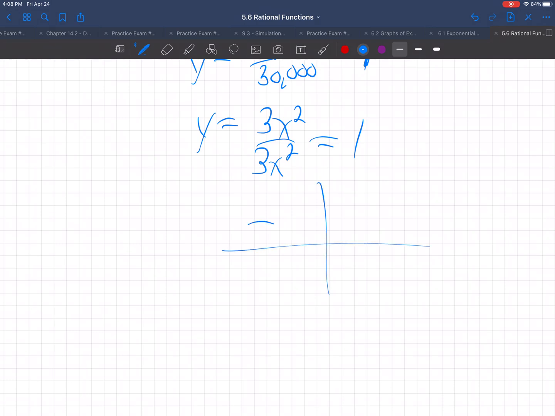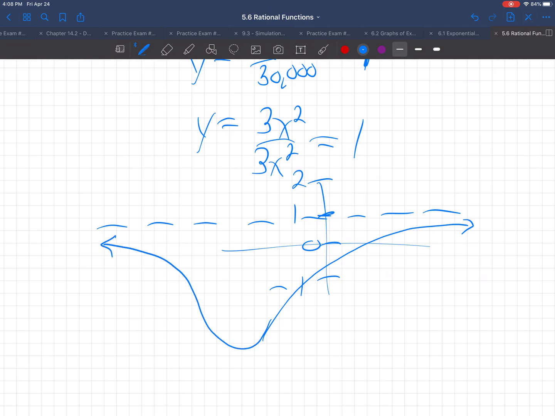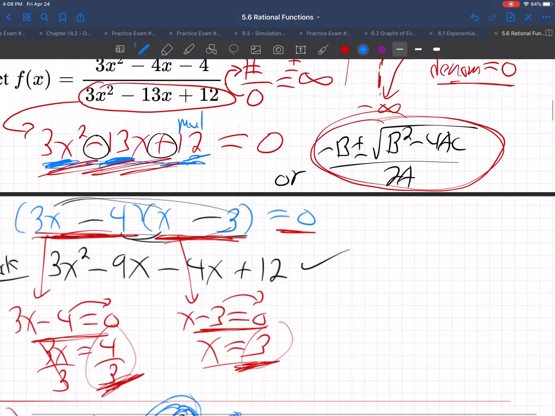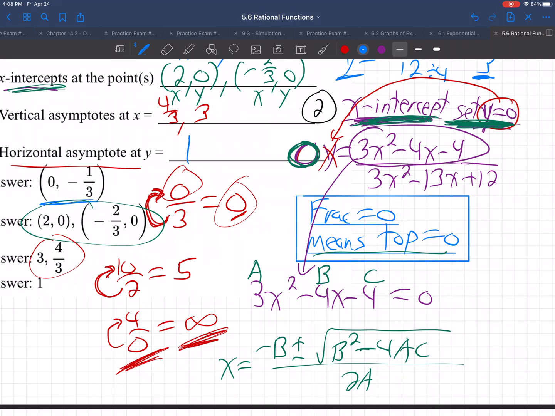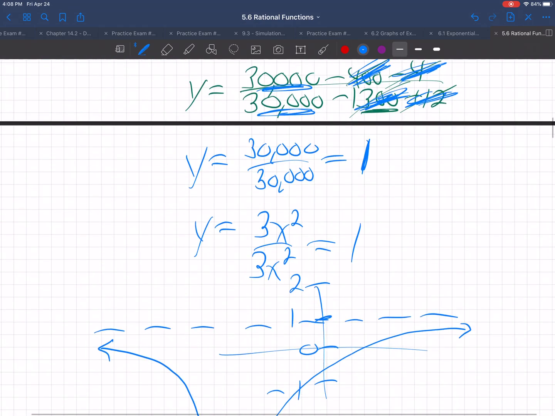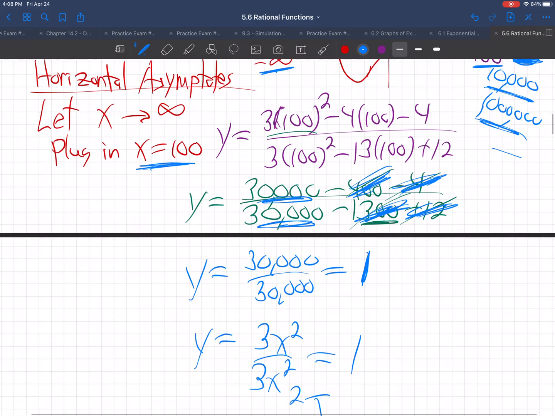What that means is up at 1, so here's 2, here's 1, here's 0, negative 1. This graph, as you go off to the right forever, is going to level off at a height of 1. It'll do it on the other side too. The graph is going to level off at a height of 1. That's the horizontal asymptote, y equals 1. And there we go for finding the horizontal asymptote.